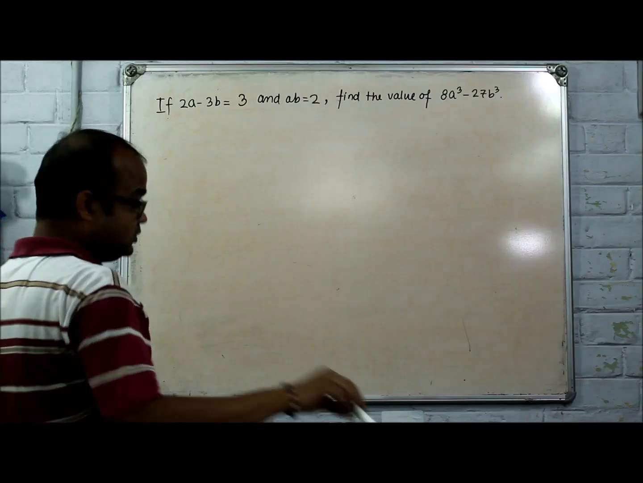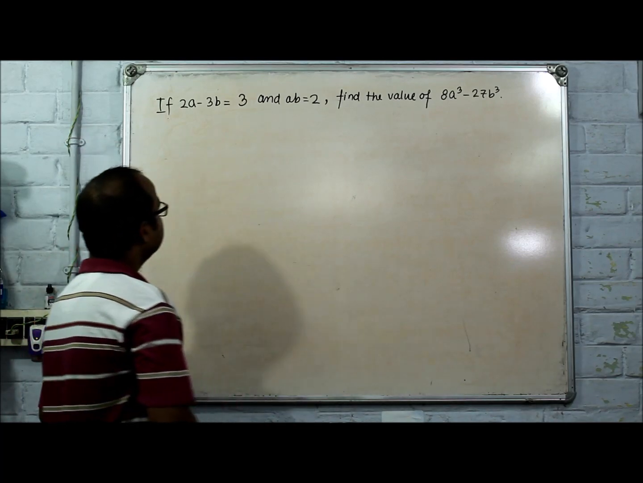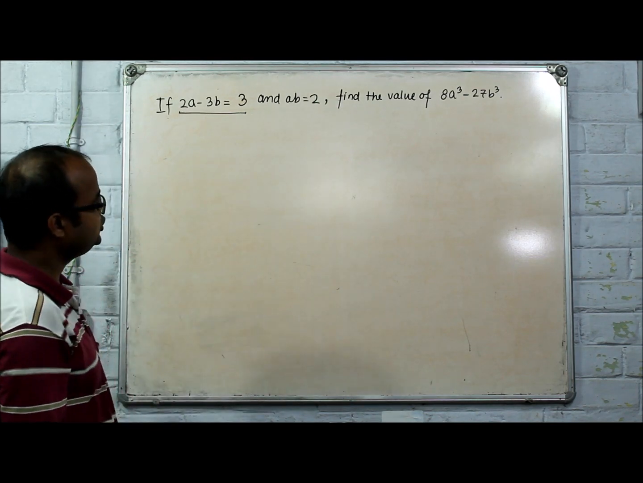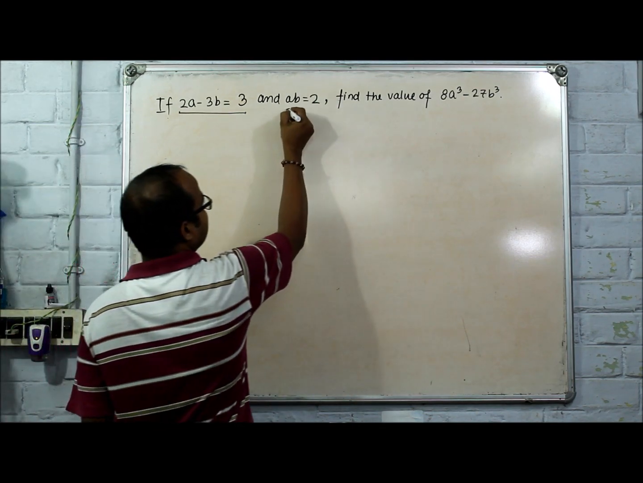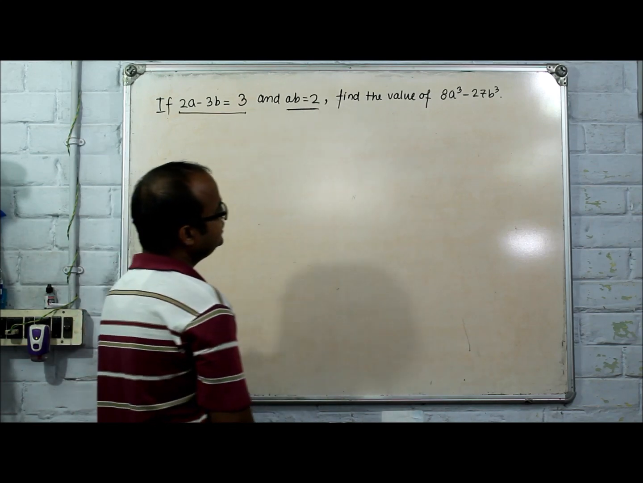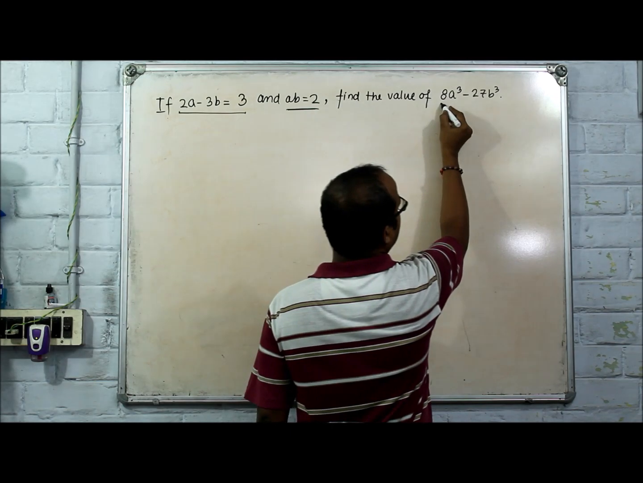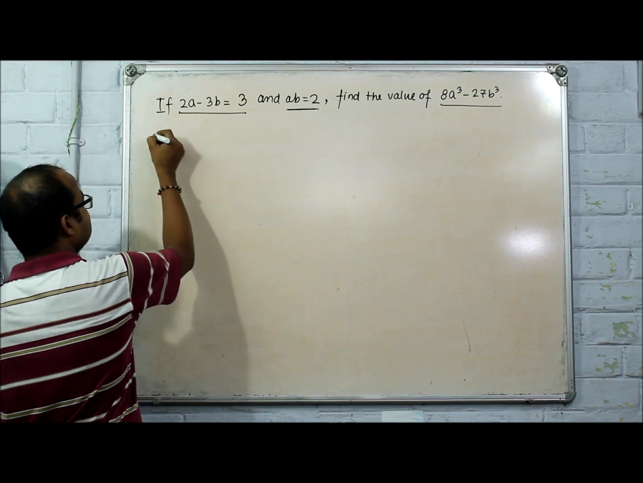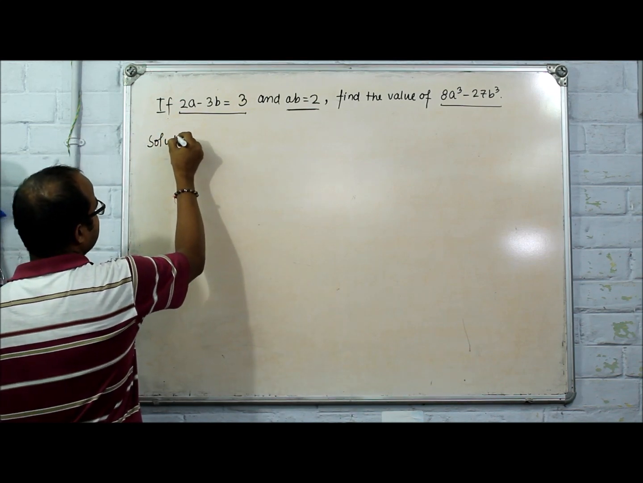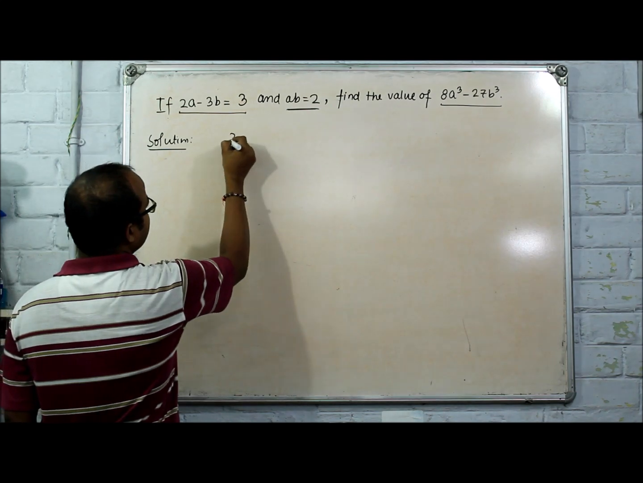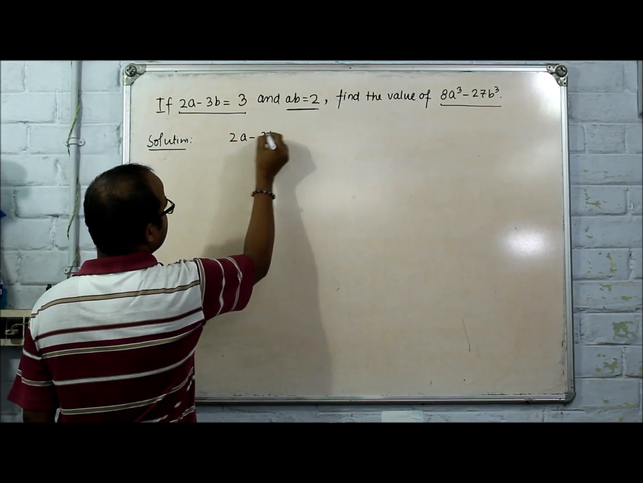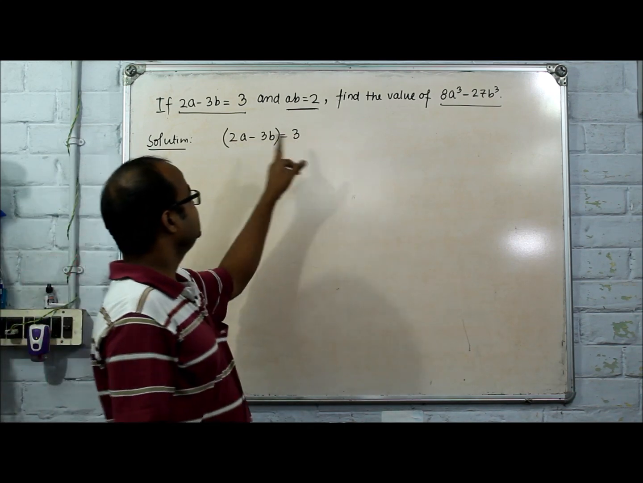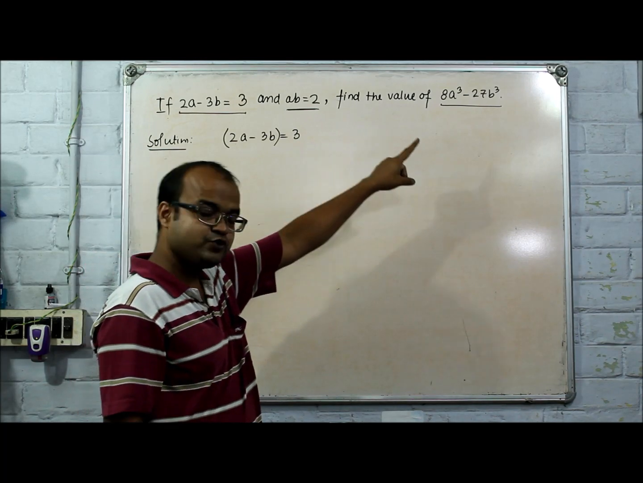Clear? Moving on to the next problem, it is given that 2a minus 3b is equal to 3 and ab is equal to 2. These two pieces of information are given to you. You have to find the value of 8a cube minus 27b cube. So we find the solution. It is given that 2a minus 3b is equal to 3. So we have to find out 8a cube minus 27b cube.